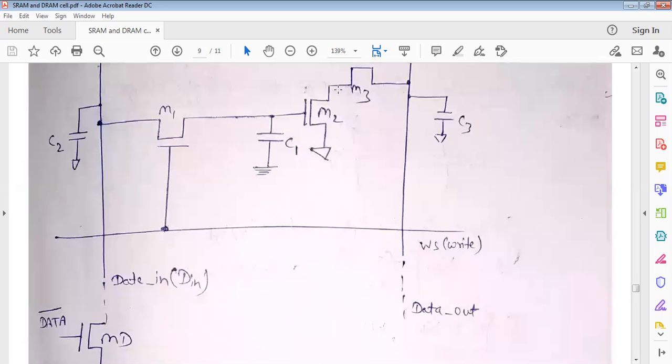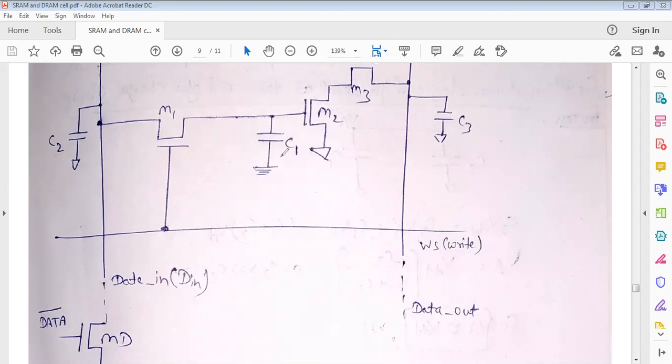Now you want to write something. So if you want to write, this word line will be selected as 1. If this is 1, this transistor M1 will be on. As we know, C2 is already pre-charged to value 1. So this 1 will reflect here because this is a pass transistor. Accordingly, this capacitor C1 will be charged up to the voltage, let's say VDD.